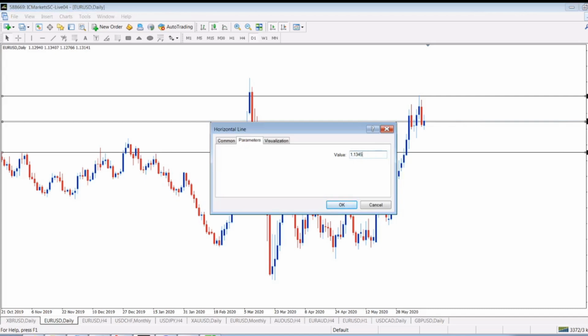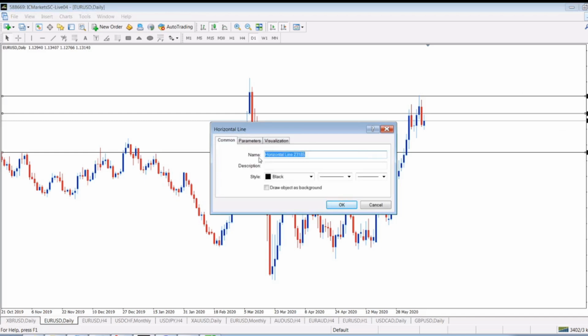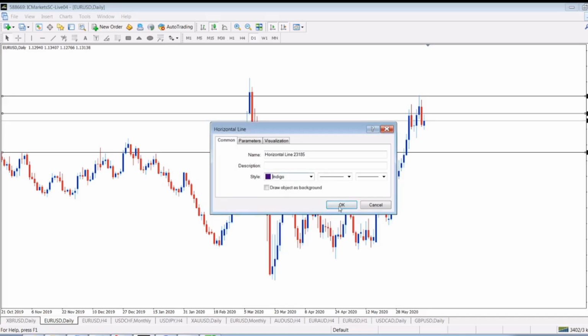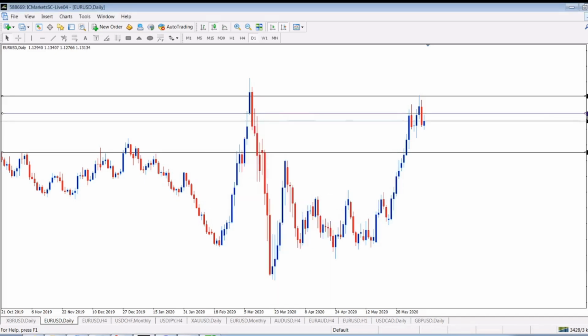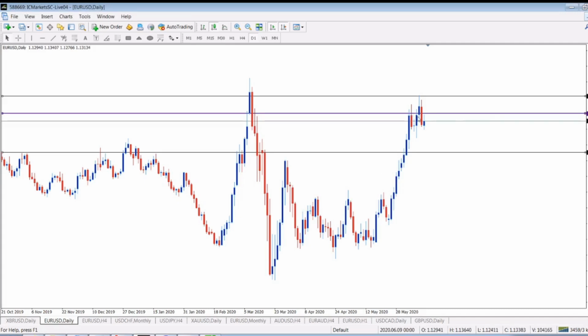113.45 as the middle? Let's change the color of this one. Let's do it blue, indigo. All right, it doesn't show much. Let's make it thicker. So in this way, you might determine some points when the market might turn.